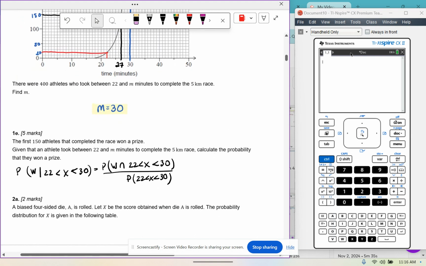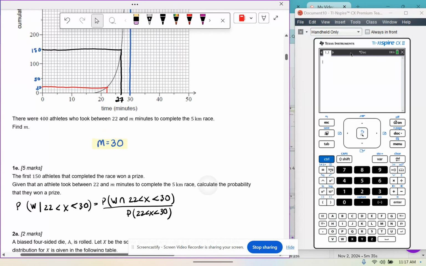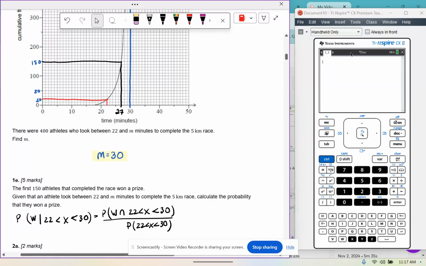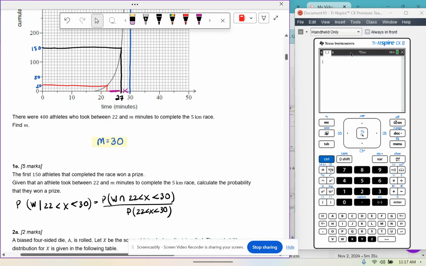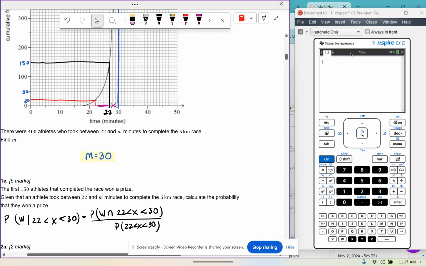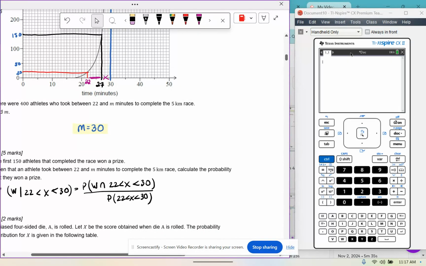Okay, so people who won and finished the race between 22 and 30 minutes. Well, these are only the people that won. So we are excluding this count here from that number up top. And it looks like the people who got between 22 and 30 and won are only going to be the people that are between 22 and 27. That's the only people who won and are in the time interval that we're looking at. So that's going to be 150 minus 20. And that's going to be out of 600 people because it's a probability.